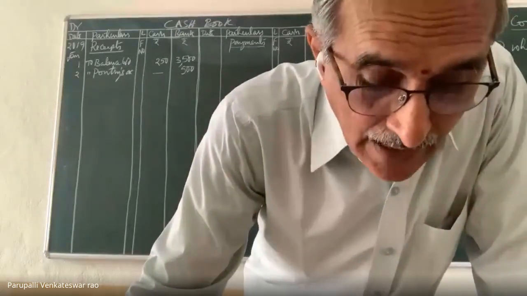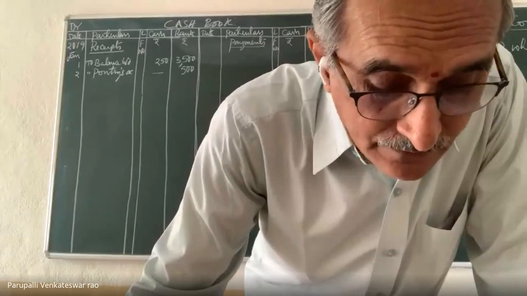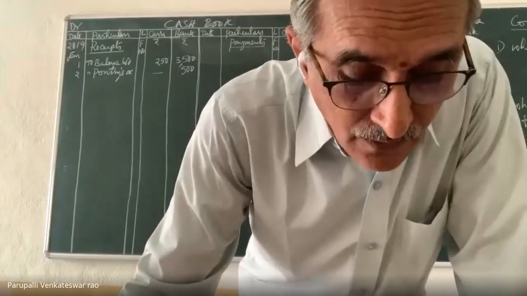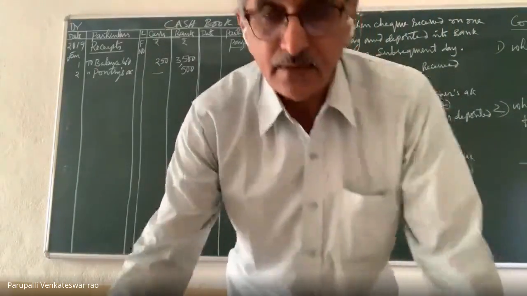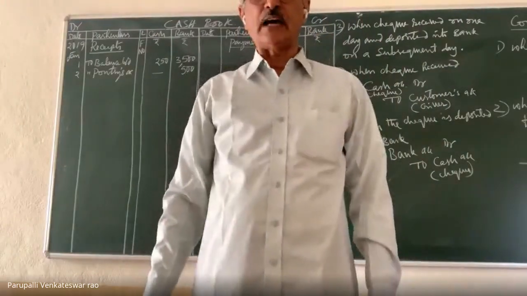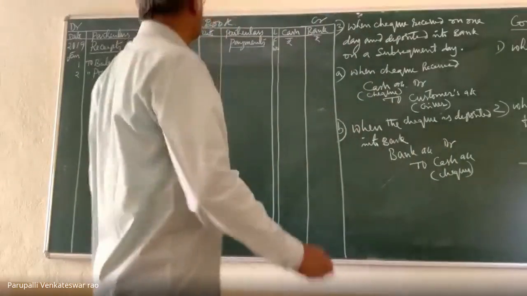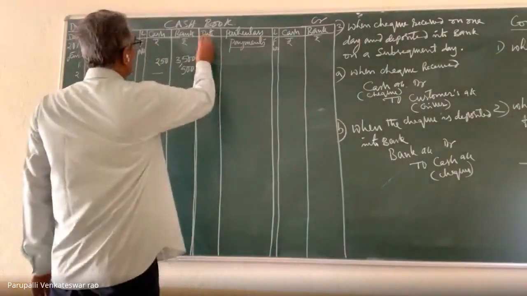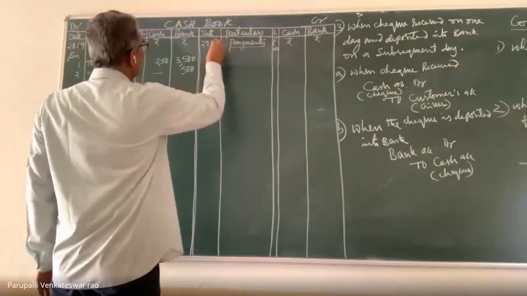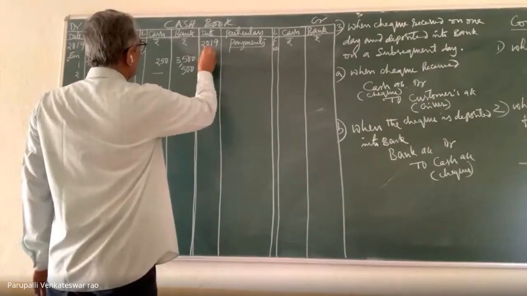Purchased goods for cash 150. What does it mean? Is it a receipt or payment? Payment. What is paid? Credit side. Cash paid or check issued? Payment of cash, so credit side. Don't jump into the answers. We go by the principles.